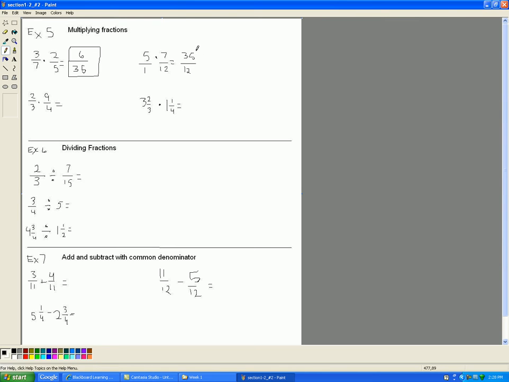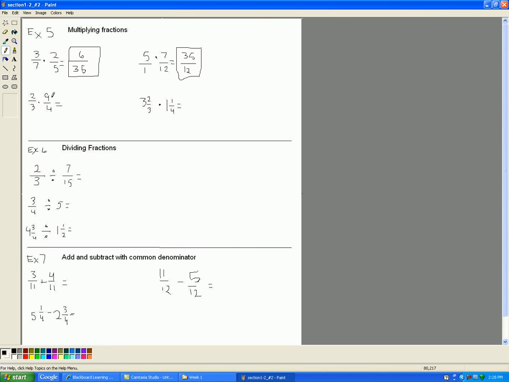So again, we have to make sure that these don't reduce any further. We know that 5 times 7 equals 35, and 5 and 7 are not factors of 12, so this doesn't reduce any further, so we can leave it in improper fraction form. That's our answer. Over here, we have 2/3 times 9/4.